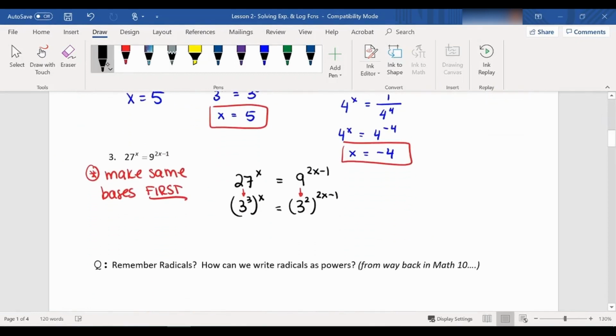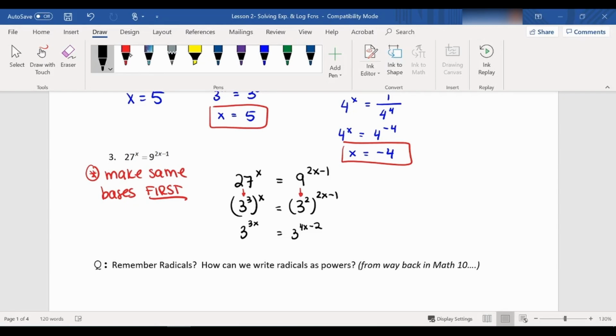Once I've done that, I need to use my rules from grade 9 and 10. Once I have the same bases, I can rewrite this as 3 to the 3x equals 3 to the 4x minus 2. Because if I have the power of a power, my exponents multiply. So 3 times x gives me 3x. 2 times 2x minus 1 would give me 4x minus 2.